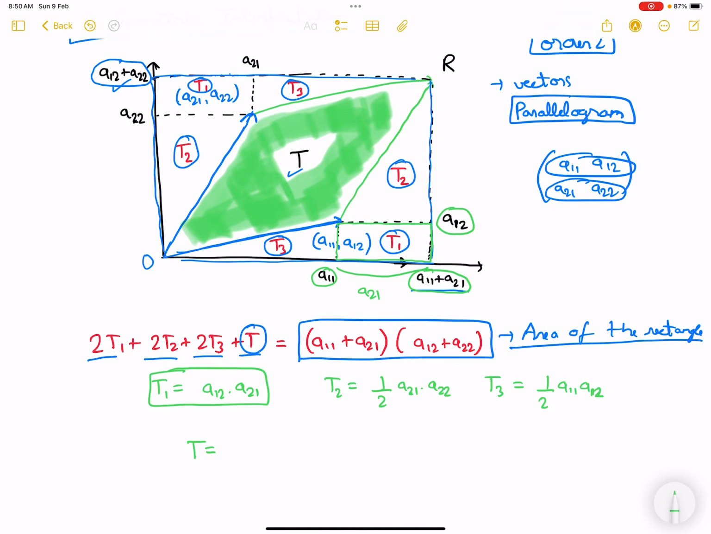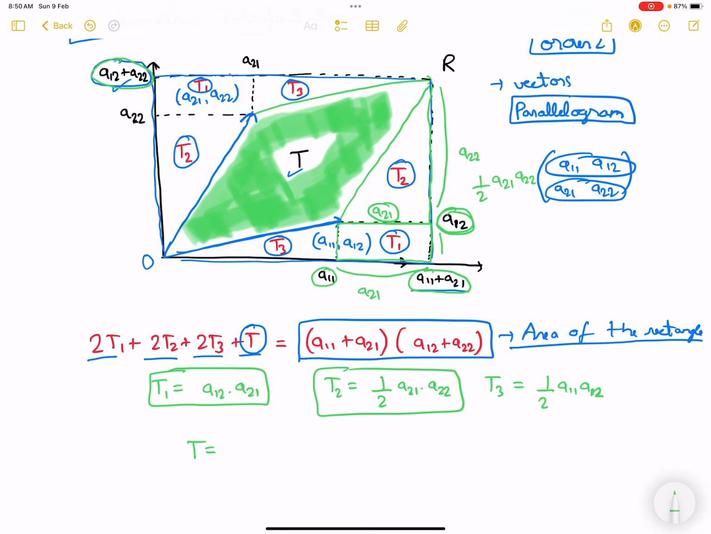Now looking at T2. We have found the base is a21. T2 is a triangle, so its area would be half into base into height. The total height is a12 plus a22, and this much height is a12, so this much height would be a22. So the area of T2 would be half into a21 into a22. So this is the area of T2.